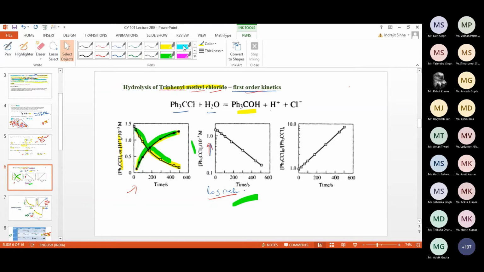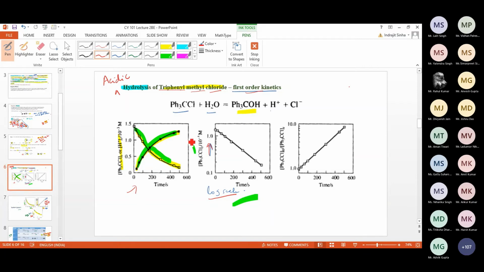This example is the hydrolysis. It is in fact the acidic hydrolysis of triphenyl methyl chloride. And this reaction exhibits first order kinetics. What do we mean by that? That is number one. And how do we track it? How do we do the experiment actually?